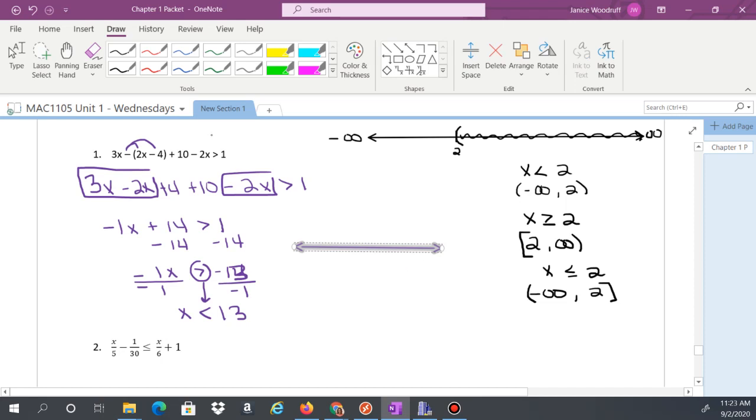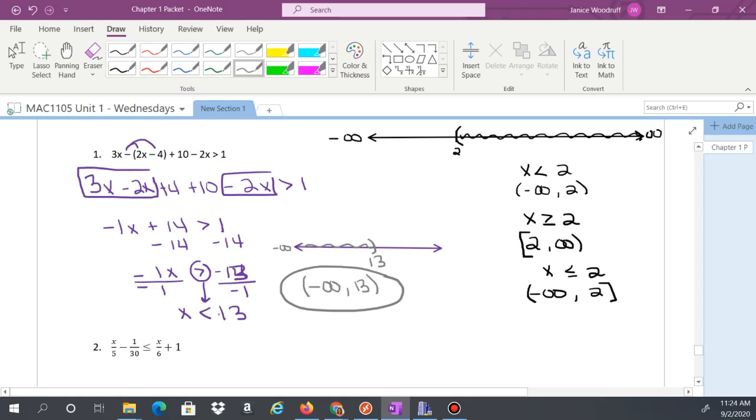Okay, then I have a number line. Here's 13. X is less than, so it is going to the left towards negative infinity, and it's got a parentheses because it's a less than. So my smallest number is negative infinity. My largest number is 13. They'll both get a parentheses. So in interval notation, that's how I'm going to answer my question.